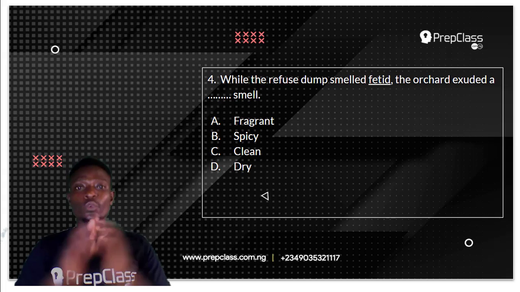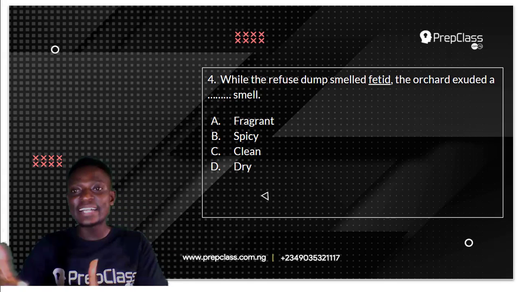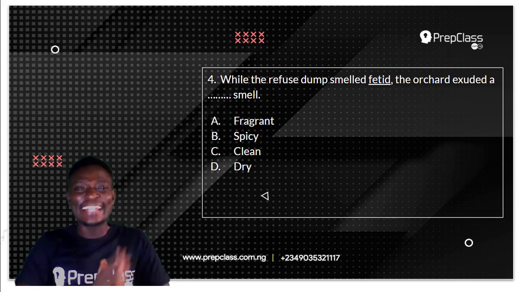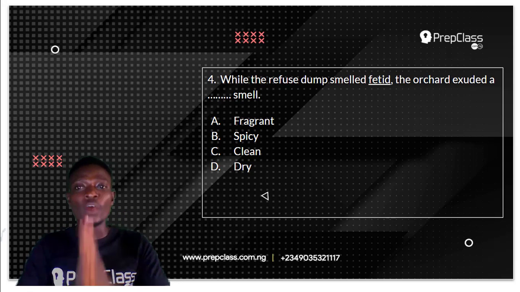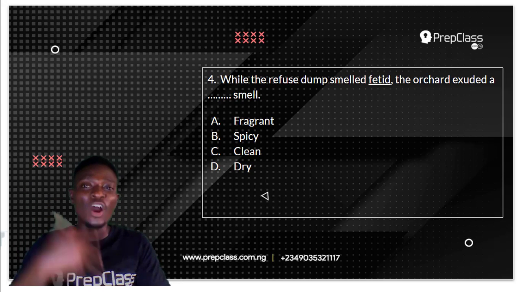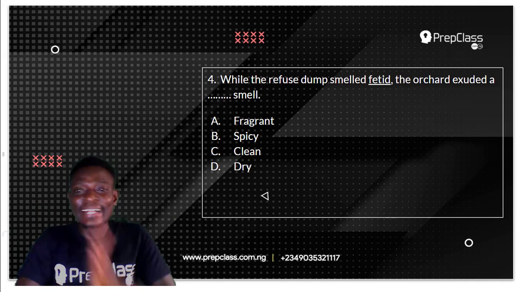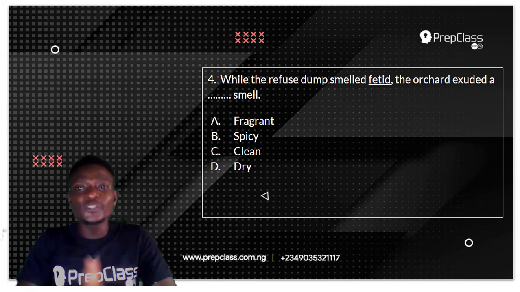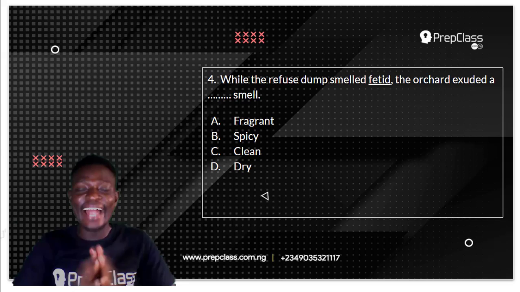Moving on to the next question, question 4 reads, while the refuse dump smelled fetid, the orchard exuded a dash smell. Remember, we have to select the word that means the opposite of the underlined word and will at the same time fill in the gap in the sentence. So the options we have here are fragrant, spicy, clean, and dry.